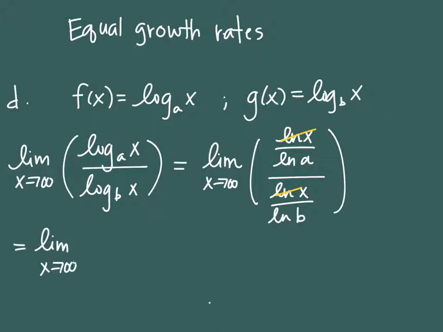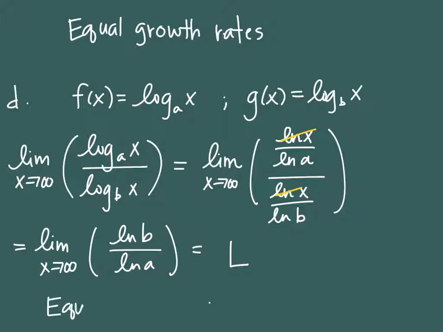Very good, okay? So it becomes the reciprocal, and we have the natural log of b over the natural log of a. Well, those are constants. b is a constant, a is a constant, so the natural log of them is a constant. And so this is L. It is a number that's not equal to 0. It's a constant value not equal to 0. And so once again, these two things have equal growth rates.